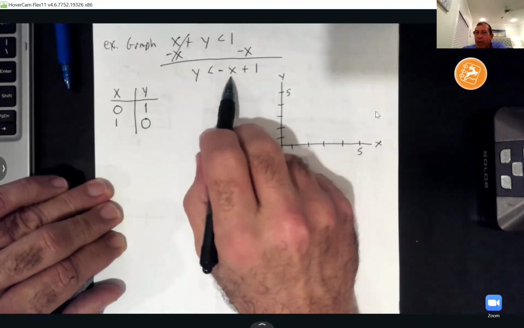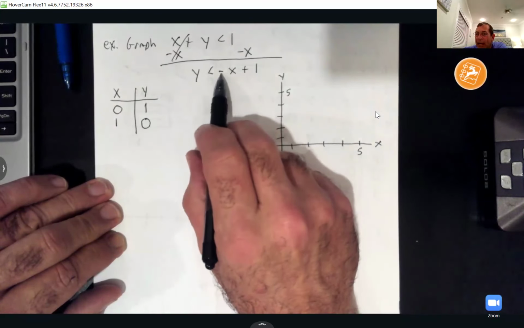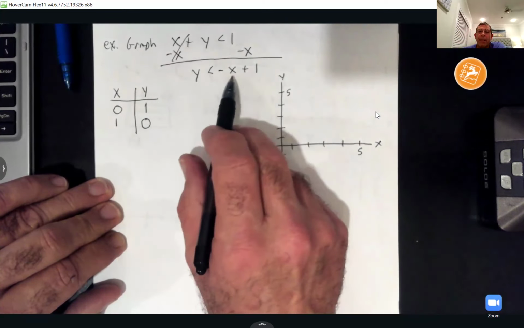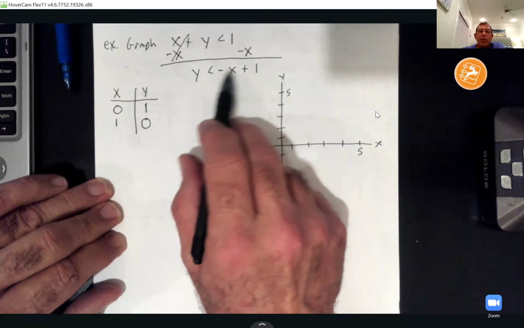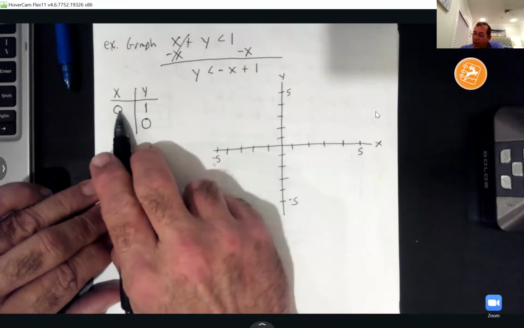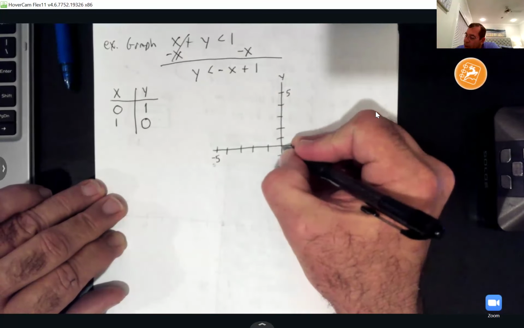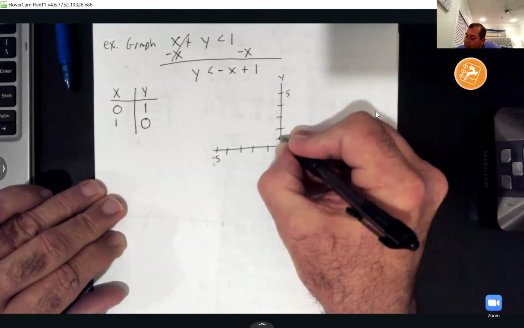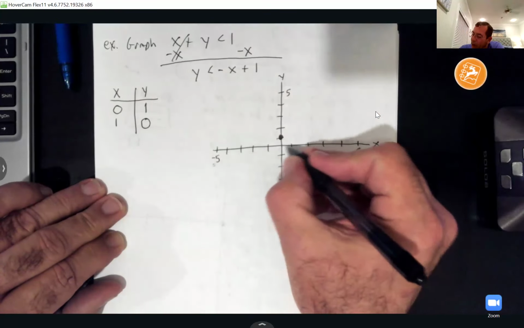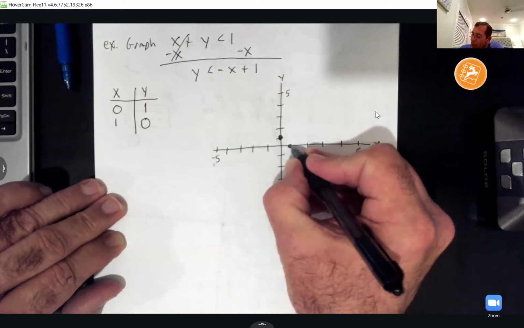So remember, when you put a number in for the variable and you got a negative in front of it, that negative stays there. Okay? And it's going to make whatever x value you put in here basically negative. So 0 and 1. So starting at 0, go up 1. And y'all, my other point was 1, 0. So write 1 and stay at 0 for the y.